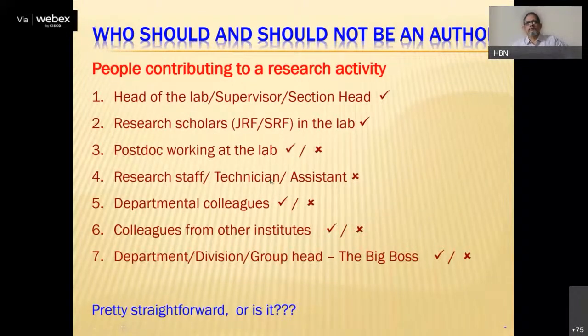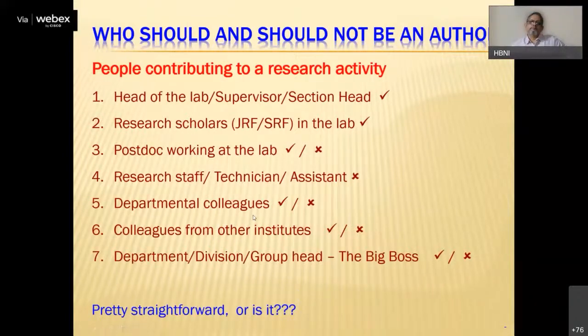Mostly the research staff, technicians and scientific assistants, their job is quite well laid out in the sense that they have to undertake certain routine jobs like maintenance or operating equipment and things like that. They don't have anything to do with the intellectual part of the research work. So they usually don't qualify as authors. There are, of course, some people under this category who are very brilliant and who may substantially contribute to the intellectual part of the research activity. In that case, they may also be considered as authors.